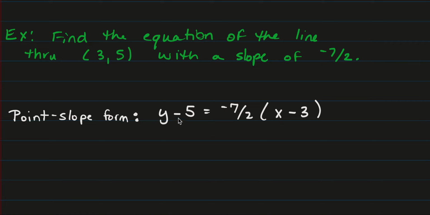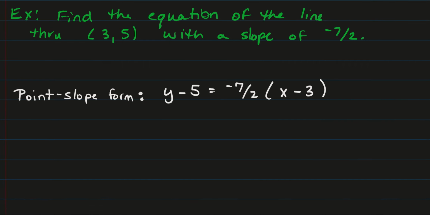Remember, just plug in 5 and subtract 3 here, and then put the slope here. That's the point-slope form. I want to now find the slope-intercept form. That's my goal. So what is the slope-intercept form?